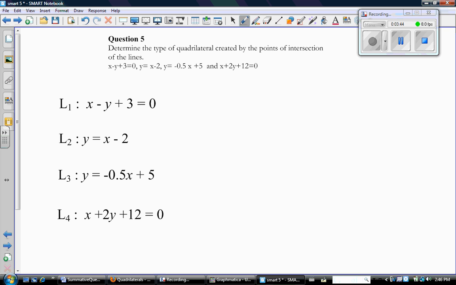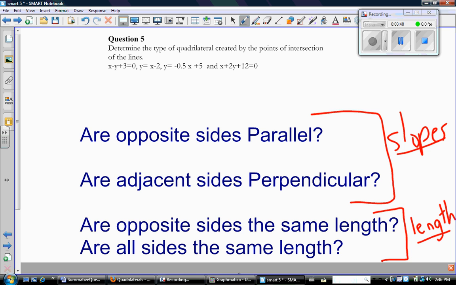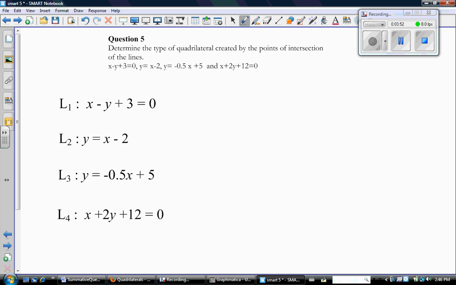So line 1, line 2, line 3, and line 4. So I've just rewritten them here. And again, we know that one of the first things we need to look at are the slopes. So we don't need to do anything terribly fancy to talk about slopes, because we can just rearrange equations and tell you what the slope is.